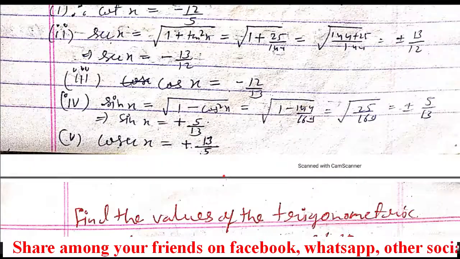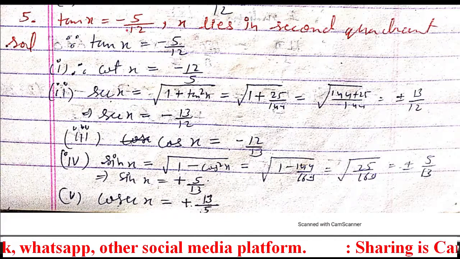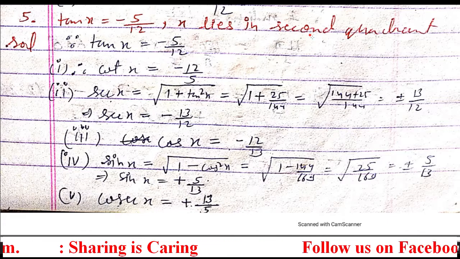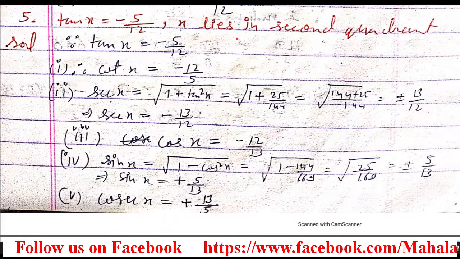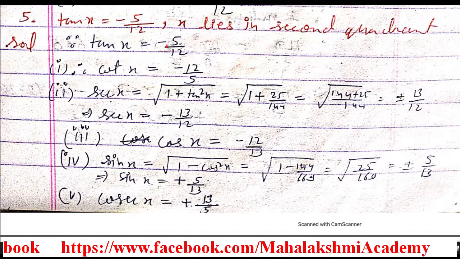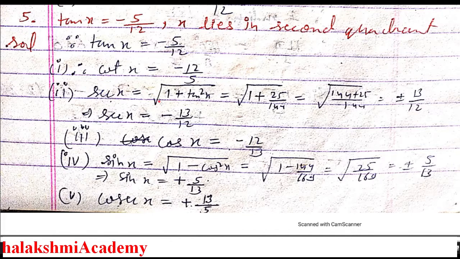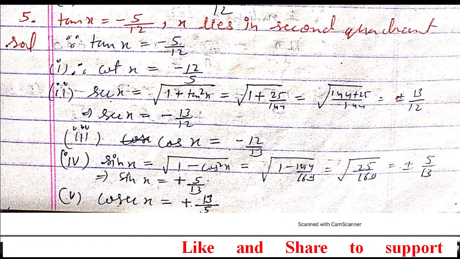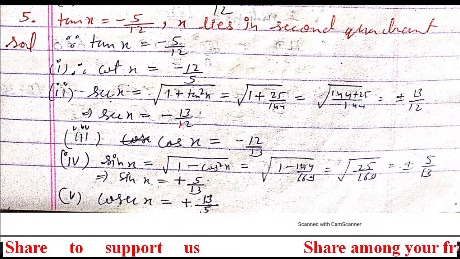Now the next question is question number 5. In question number 5, tan is minus 5 upon 12, where x lies in the second quadrant. And students, in the second quadrant only sine and cosec are positive. So what I said, sine and cosec, except those all are negative. So tan is already negative, and the reciprocal of it is cot. Now from here, sec, from the 10th class identity, is root of 1 plus tan square x. Put the tan value here, do the LCM and take the square root, that will give you plus minus both. But since it lies in the second quadrant, sec is going to be negative 13 upon 12.